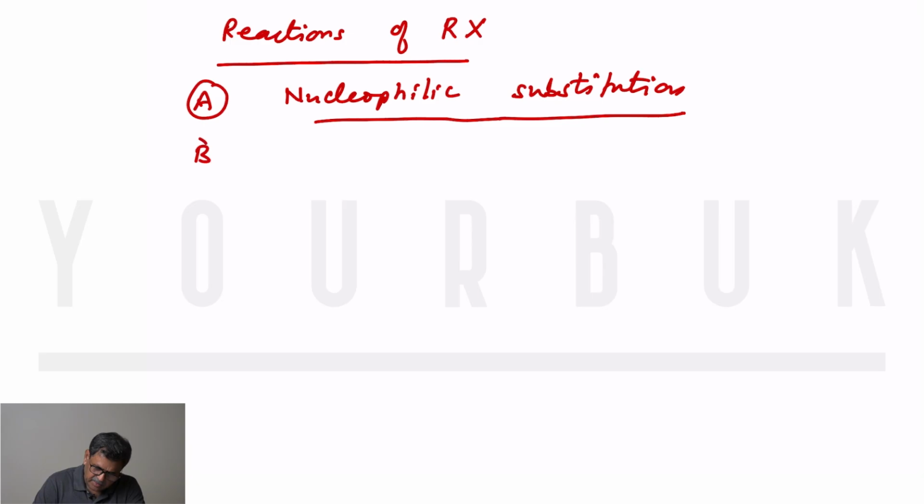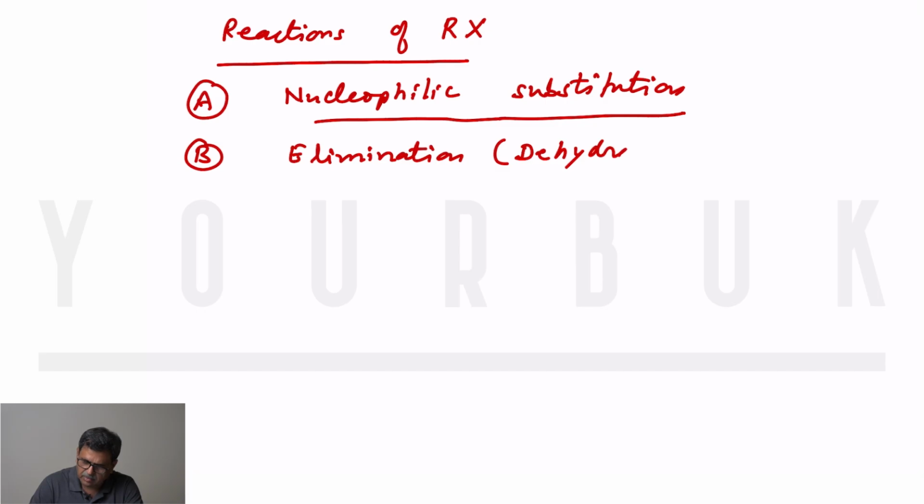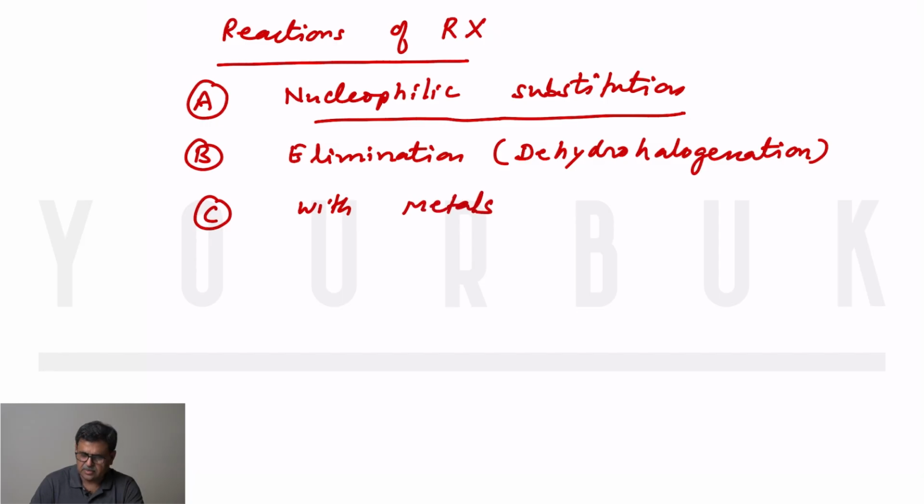Now, the second category of reaction is called elimination, also called dehydrohalogenation, meaning the loss of H and X from the haloalkane. D as a prefix means removal, loss. And the third category of reaction is with metals. So we start with nucleophilic substitution.